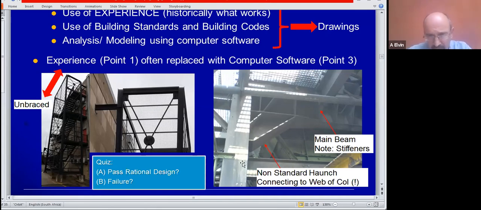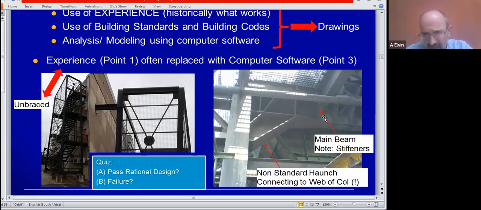Here's another example, a legal case I was involved with many years ago. Here we've got a main column, and we have this interesting type of haunch, which is non-standard, connecting into the web of this major column.